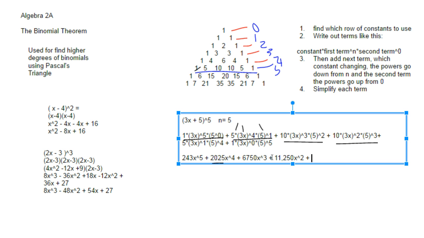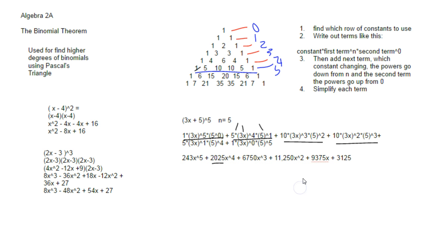And then I do the next one, which is going to be 5 times 3 to the first, which is just 3, times 5 to the fourth. So that is 9,375. No, not 90,000. And that's going to be x to the first. Okay, and then the last one is going to be 1 times 3 to the 0, which is 1, times 5 to the fifth. It's going to be 3,125 right there.